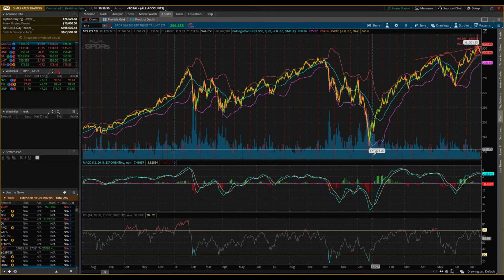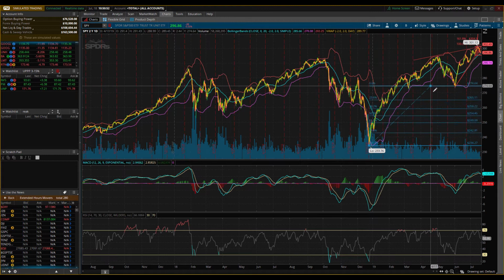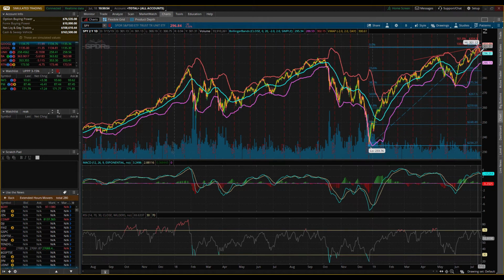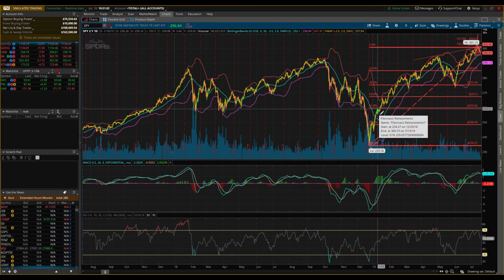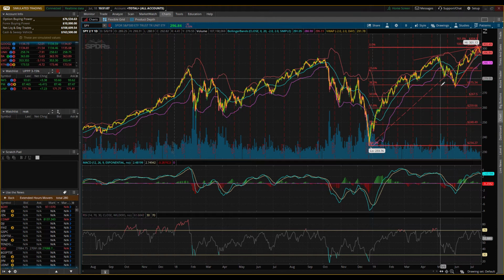And so I took the extensions off right there, and we're going to add some Fibonacci retracements. And that's all that is, the beginning of the move to the end of the move. And these lines could be essential support and resistance points or pullback points within this large move that we have here.